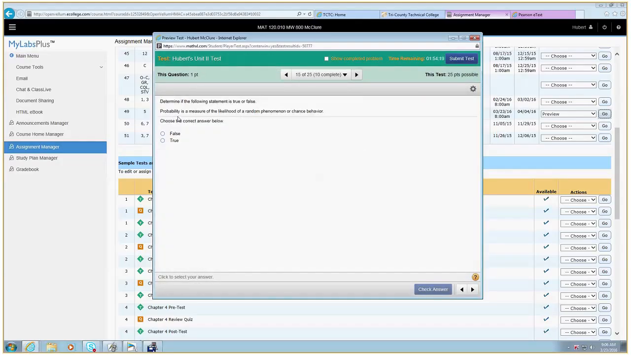Determine the following statement. Probability is a measure of the likelihood of a random phenomenon, or probability is a measure, putting a number to the likelihood. True or false? I'd say that'd be true. All the homework's done online. Last day of class, that's what I wanted to check, that one right there.